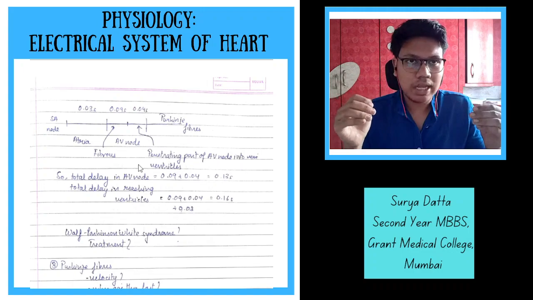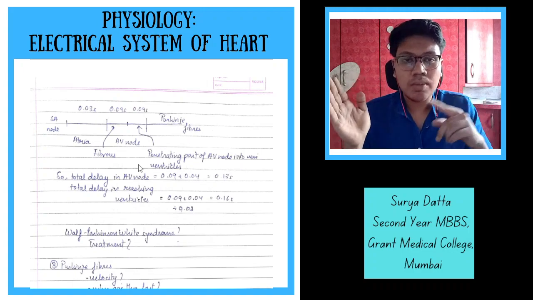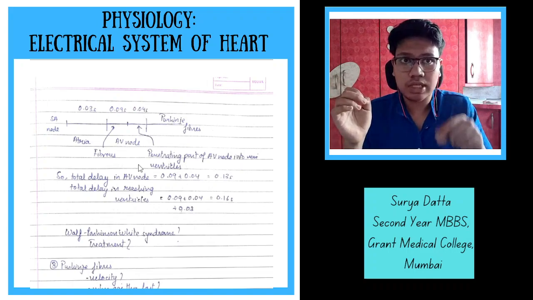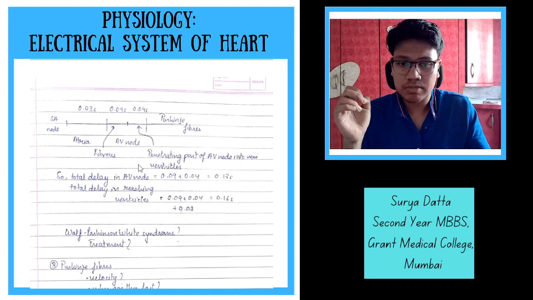But the total delay, that is from the SA node going through to the AV node, is around 0.13 seconds plus 0.03 seconds that was for the atria, right? So it comes to 0.16 seconds.